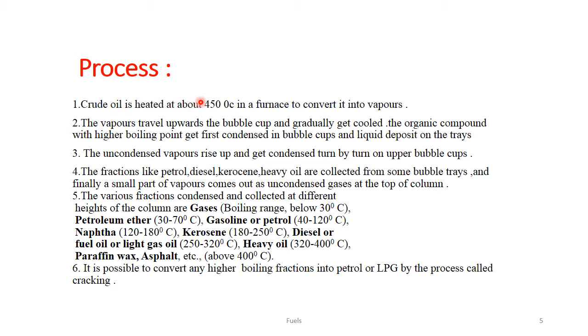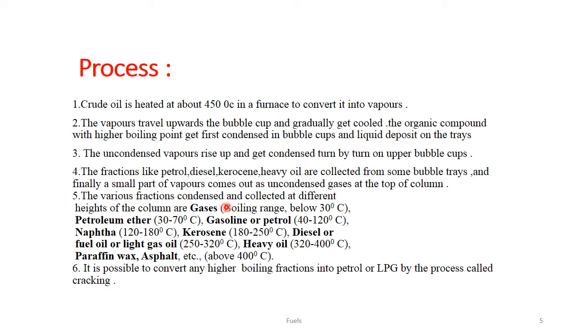First, the crude oil is heated at about 450 degrees Celsius in the furnace to convert it into vapors. Now the vapors travel upward through the bubble cups and gradually get cooled. The organic compounds with a higher boiling point condense first, and then the liquid deposits on the tray. Then the remaining uncondensed vapors rise up and get condensed turn by turn on the upper bubble cups. In this way, we can collect fractions like petrol, diesel, kerosene, and heavy oil from the small bubble trays, and finally the small part of the vapors which comes out as uncondensed gases, as I mentioned, we use to prepare LPG gas.